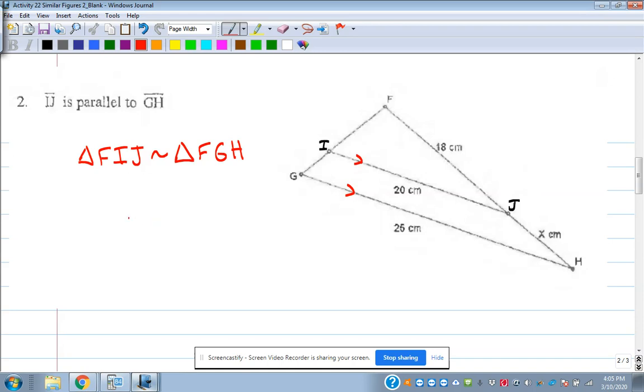So we have 20 over 26. Is that 25? It is 25, isn't it?